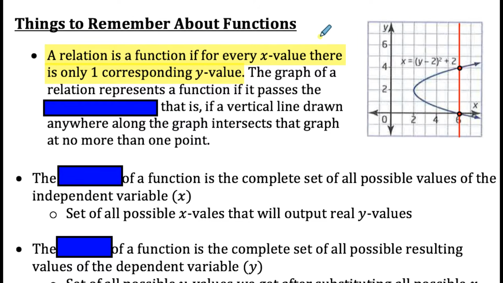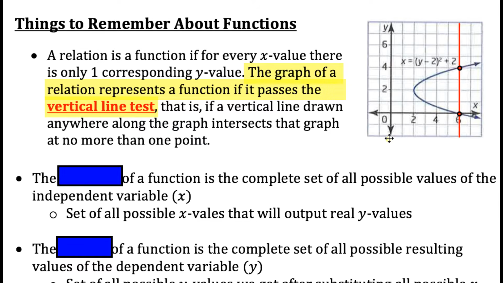So remember that a relation between an x and y value is a function if for every x value, there's only one corresponding y value. So each x value should only be able to generate one y value. And we can easily test to see if that's true if we have a graph by using what's called the vertical line test. A relationship is only a function if it passes the vertical line test.